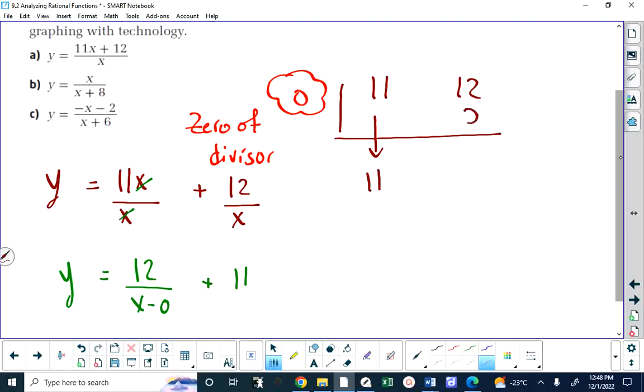11 times 0 is 0. I add it, I get 12. So this is my quotient. This is my remainder, which means y is equal to my remainder over the divisor plus the quotient. It worked. I mean, I figured it would, but like I said, I just never tried it before.